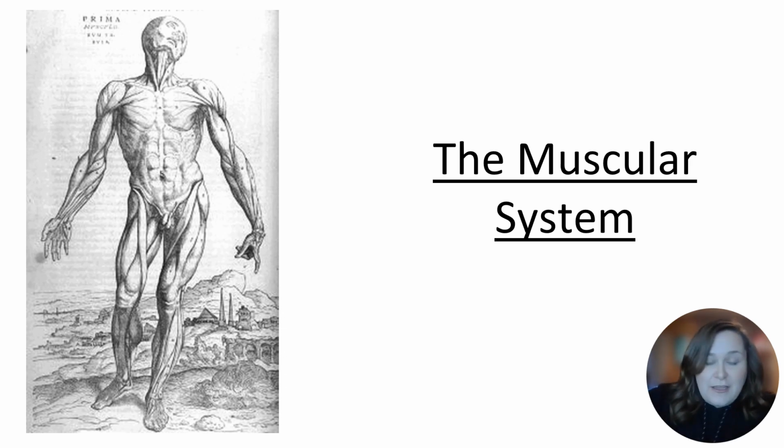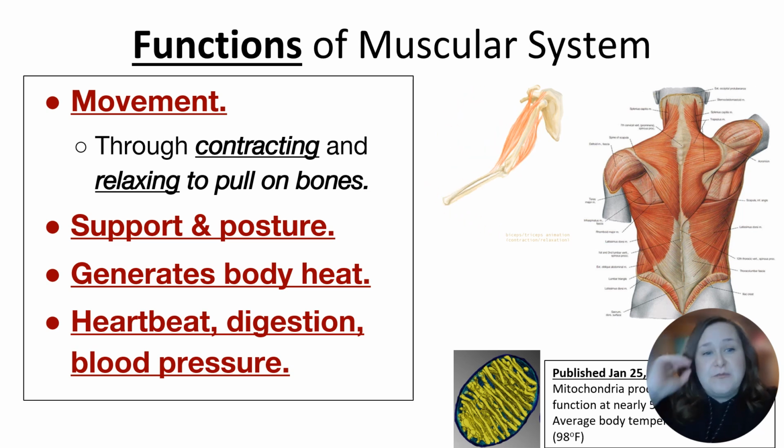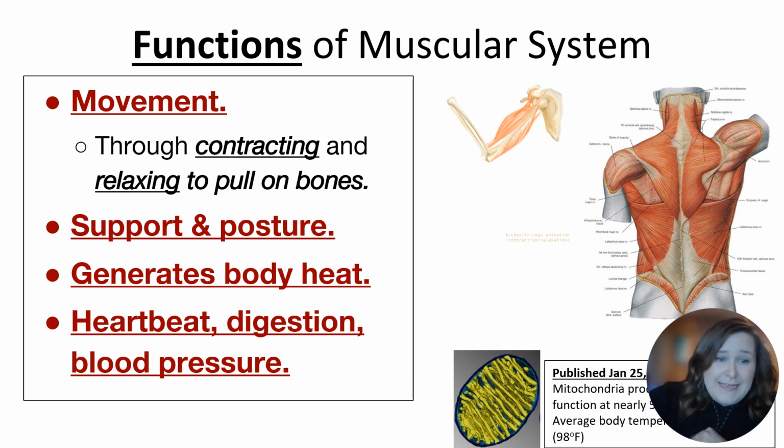This week we're going to be talking all about the muscular system. So you're going to have a few different functions of the muscular system. When we think of the muscular system, we primarily think of movement through contracting and relaxing those muscles to pull on our bones. Our muscular system is also important for providing support and posture, generating body heat, and helping us with things like our heartbeat, digestion, and blood pressure.